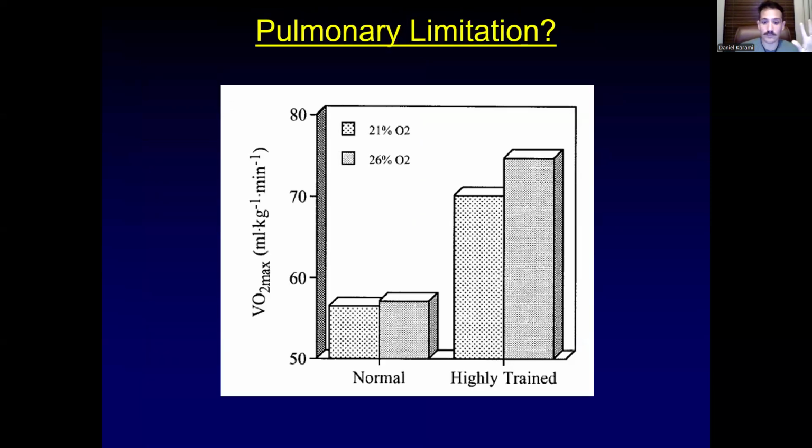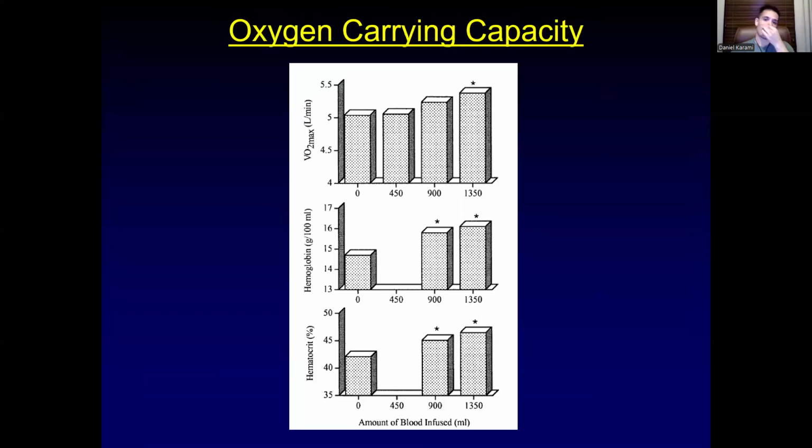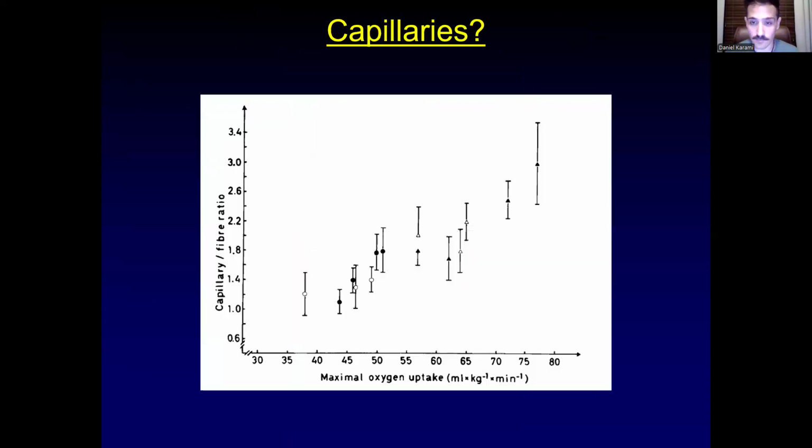There seem to be pulmonary limitations, because even if you increase the oxygen percentage, you get a relative increase. Doesn't matter if you're normal or highly trained for what your VO2 max is. So there's only so much that your lungs can do. Same thing with cardiac output as well. There is an oxygen carrying capacity. So even though there are factors that go into it, again, it is complex.